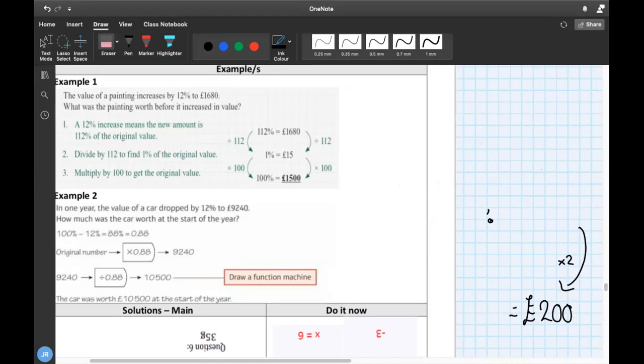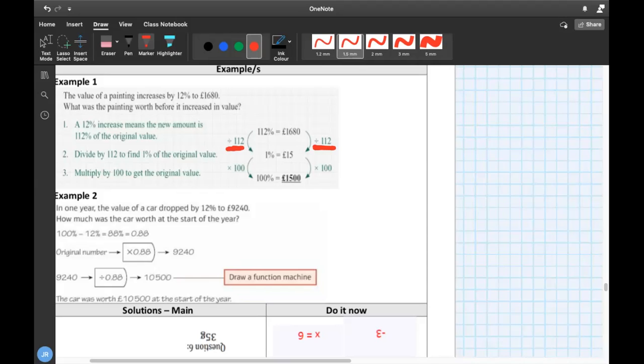Now, if you're allowed to use a calculator, the best approach to take is to find out what 1% is. In the example there, they picked 112%, okay? And they've gone from 112% to 1% by dividing by 112. They've kept their equation valid, and they've divided the amount by 112 as well. That means they've got 1%.